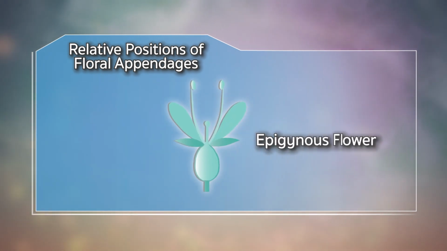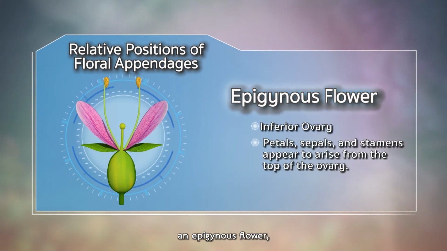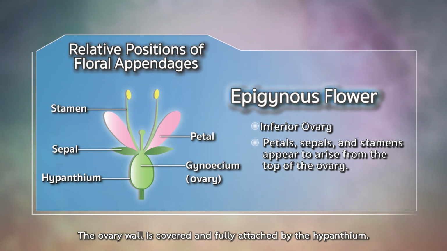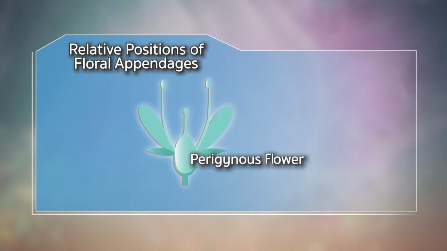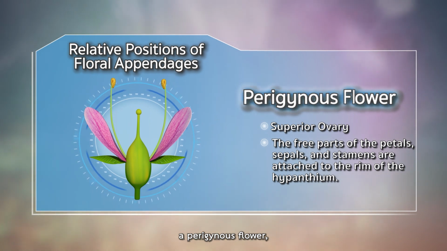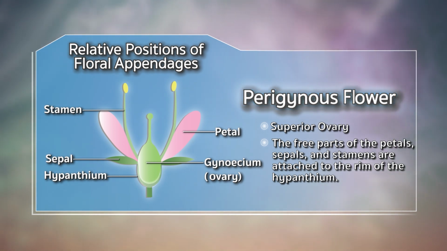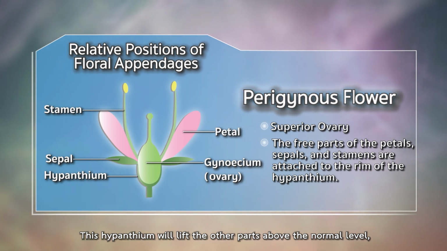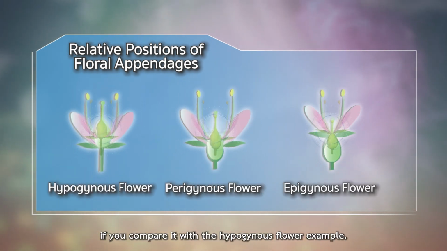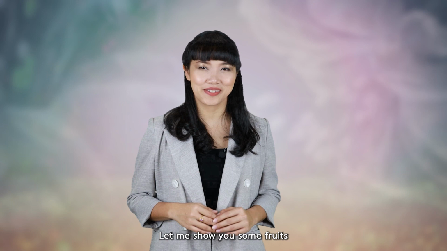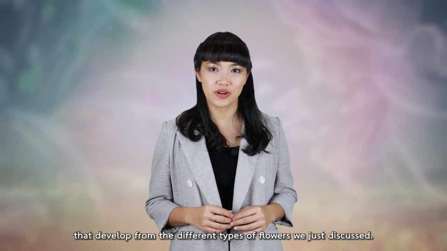The second one, an epigynous flower, has an inferior ovary and the ovary wall is covered and fully attached by the hypanthium. The last one, a perigynous flower, also has a superior ovary, but in this case, the receptacles are extended to form a hypanthium. This hypanthium will lift the other parts above the normal level if you compare it with the hypogynous flower example. Let me show you some fruits that developed from the different types of flowers we just discussed.